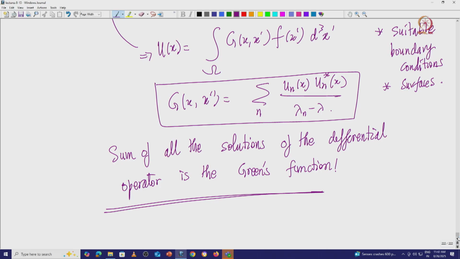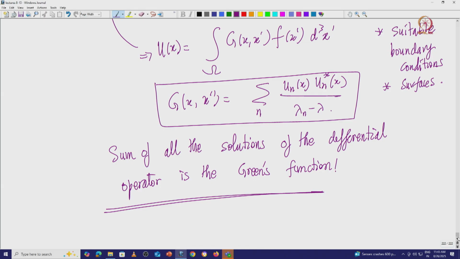This gives you the relation between the Green's function on u, okay. This tells you what this Green function is. The Green function is u_n star, meaning it is the sum over all the complete set of wave functions of the differential operator, okay. It is a complete set of wave functions. This is a little mathematical, but this is an important thing, essentially the sum of all the solutions of the differential operator is the Green's function.